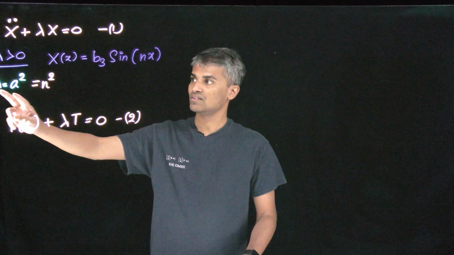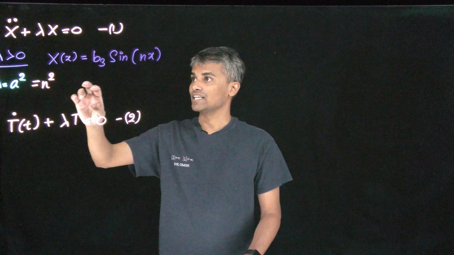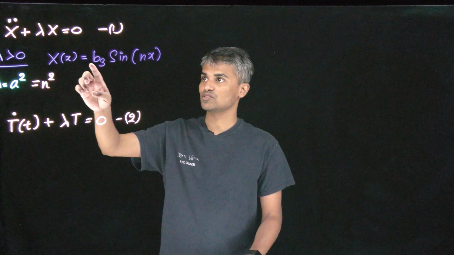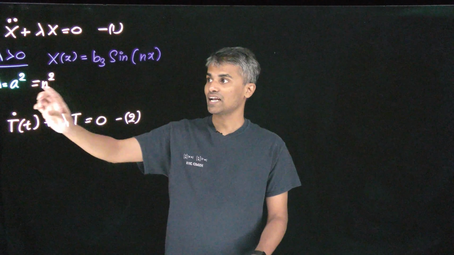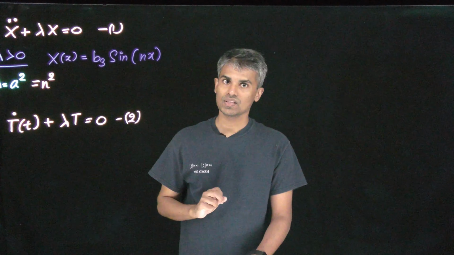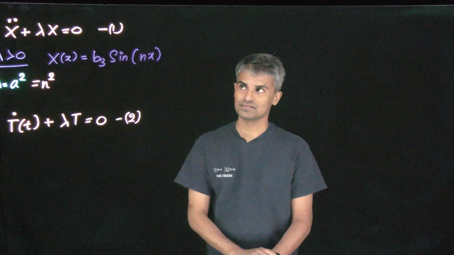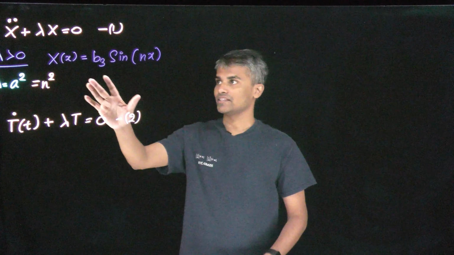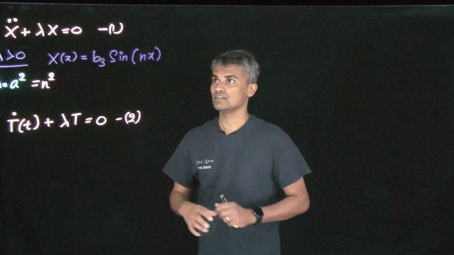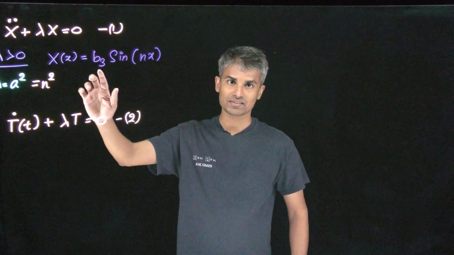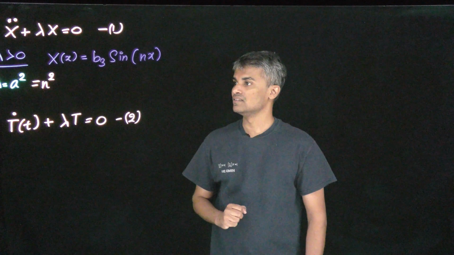The only non-trivial solution that we obtained for big X of x was when lambda equals a positive number, and in this particular case we got big X of x equals b3 times sine of ax, but we found that a equals n, and here n is an integer. So at this point we do have an expression for big X of x. Of course we do have an unknown b3, that is fine.